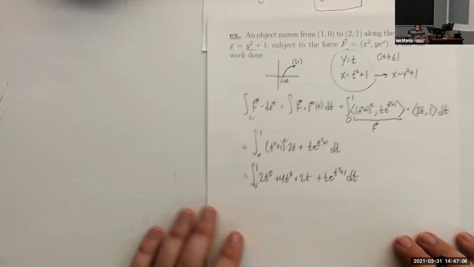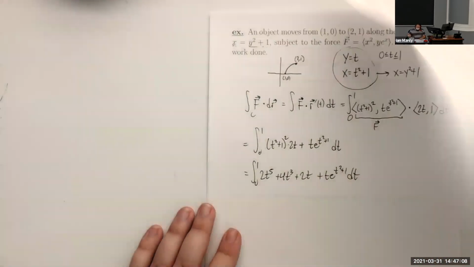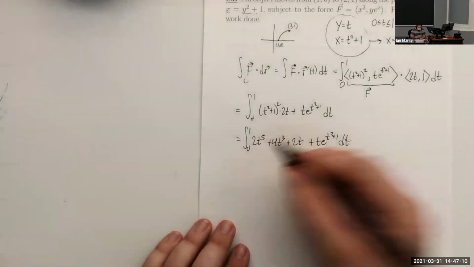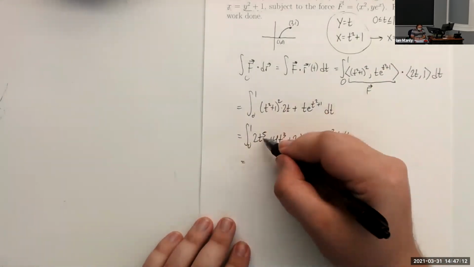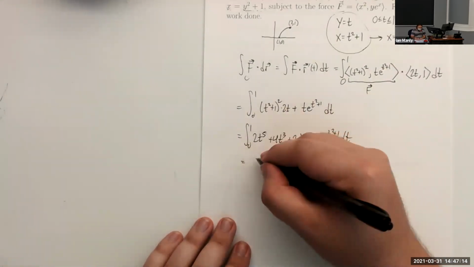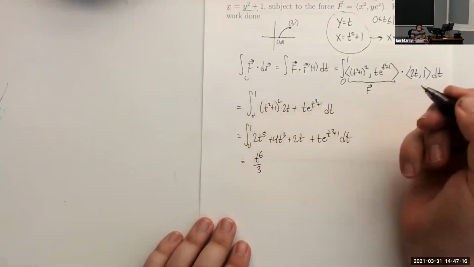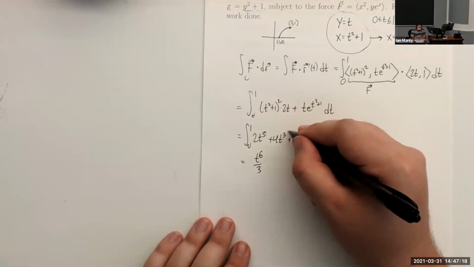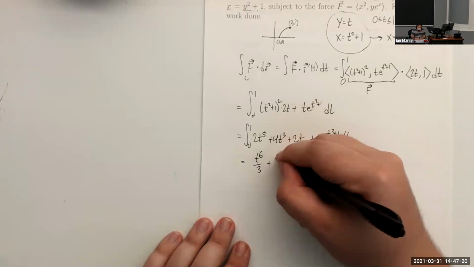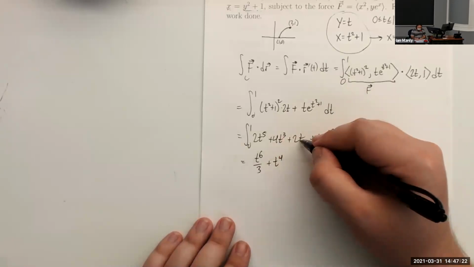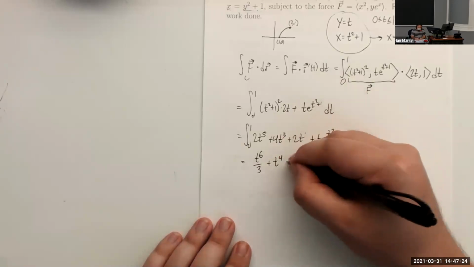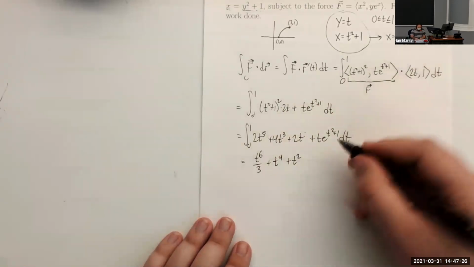All right. And then all we need to do now is do the polynomial integral for these. So we raise this to the 6th power, divide by 6. We have t to the 6/3. We raise this to the 4th power, divide by 4. And then we raise this to the 2nd power, divide by 2. And then now we need to do this.